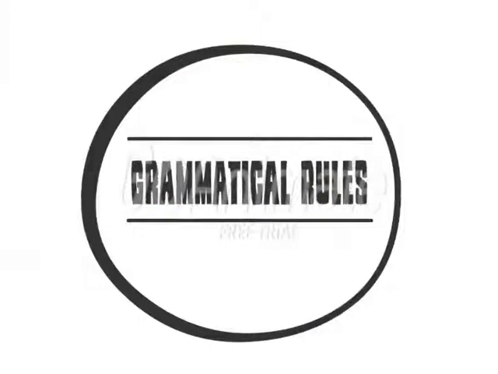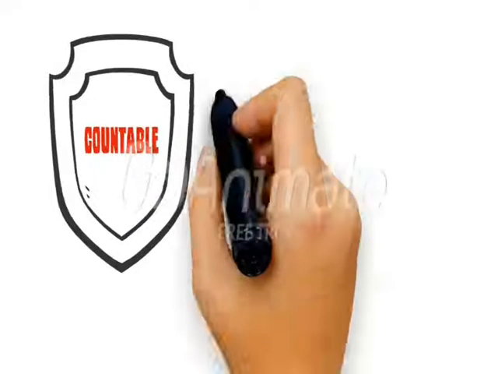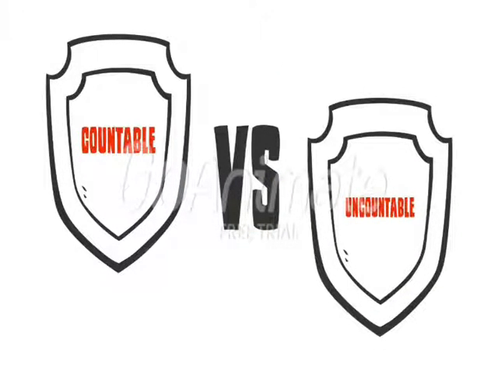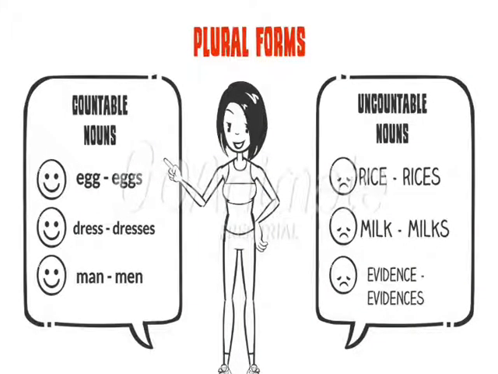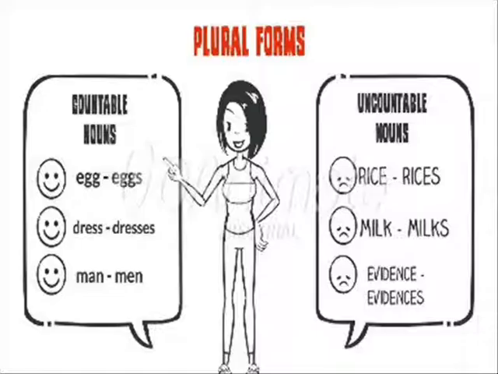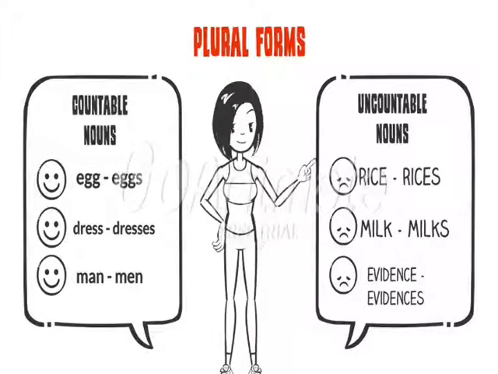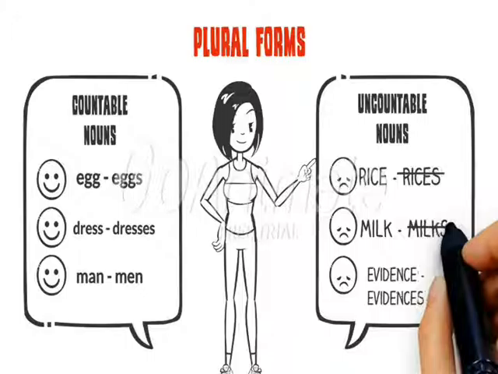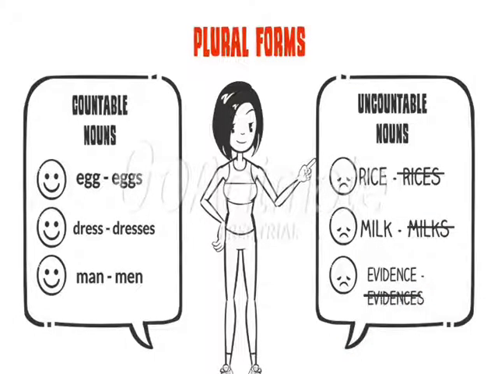Let's have a closer look at the grammatical rules. Countable versus uncountable nouns. Let's compare the plural forms. For countable nouns, we simply add an S sound. For example, egg, eggs, or dress, dresses. Or we simply change the vowel, man, men. On the other hand, for uncountable nouns, we cannot say rice, rices. We cannot say milk, milks. Evidence, plural evidences.